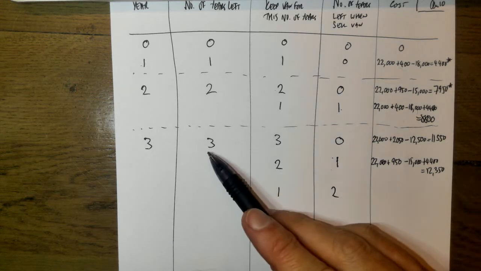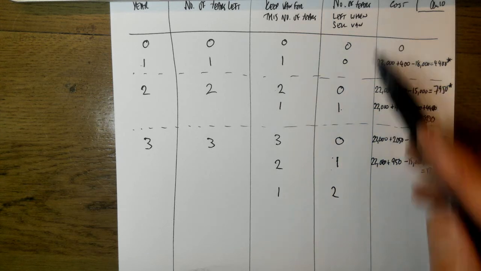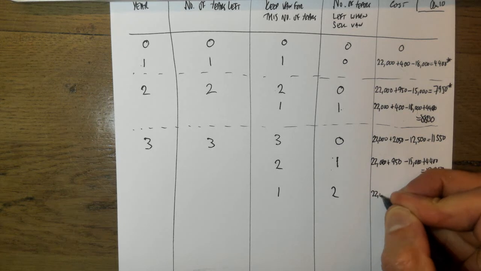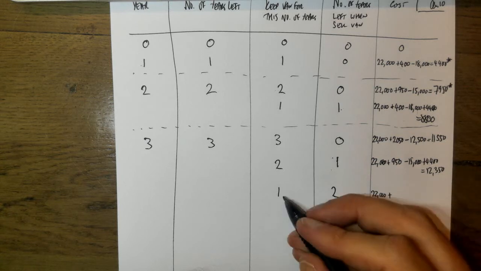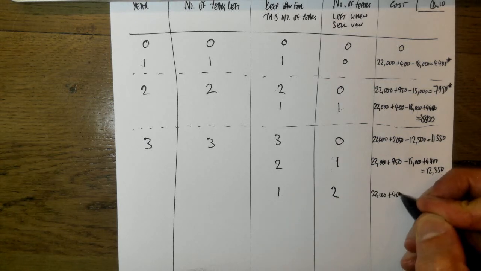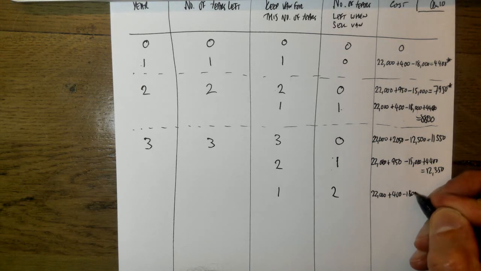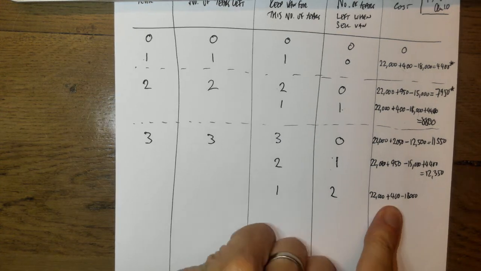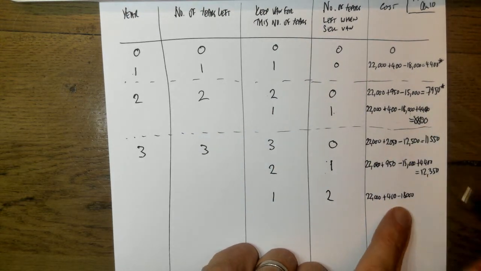So if he decides to buy it at 3 years to go, keeps it for 1 year only, so there's 2 years left, cost of 22,000, same as previous. He's only got 1 year's maintenance now, so that's 400. The resale cost after 1 year is 18,000. And with 2 years to go, the best we can do in terms of loss is 7,950. So let's add that on.